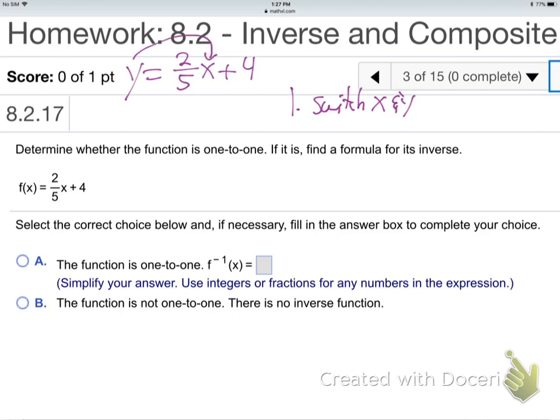Switch x and y. So y becomes x, x becomes y. Good to there. X and Y have traded roles. Nothing else has moved, right? Just x and y. Switch. Nothing else moves on the first step.